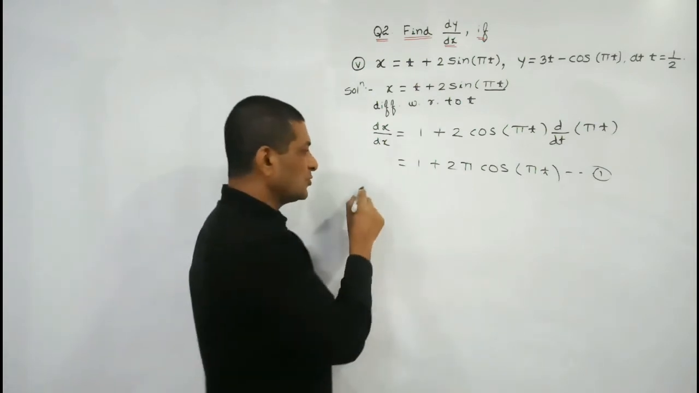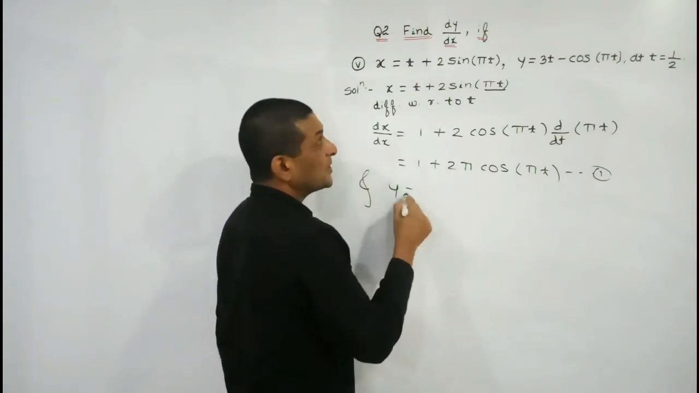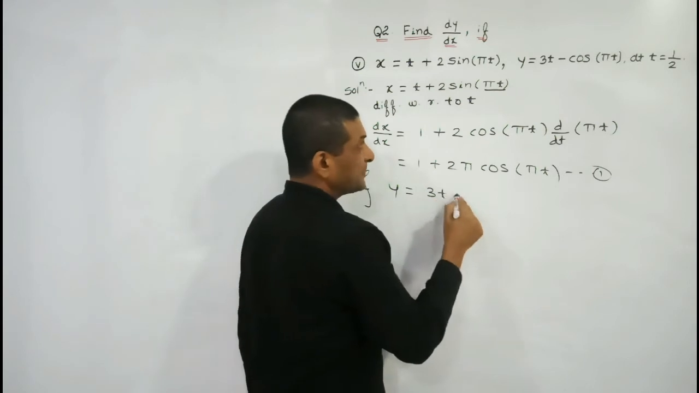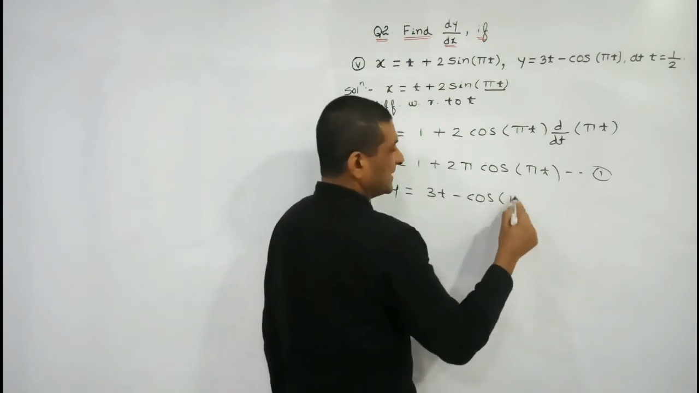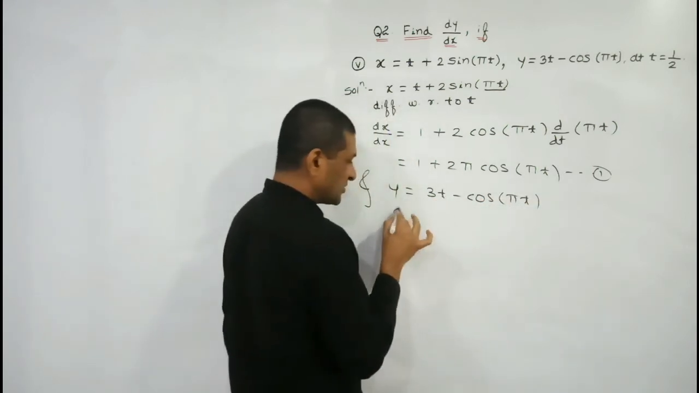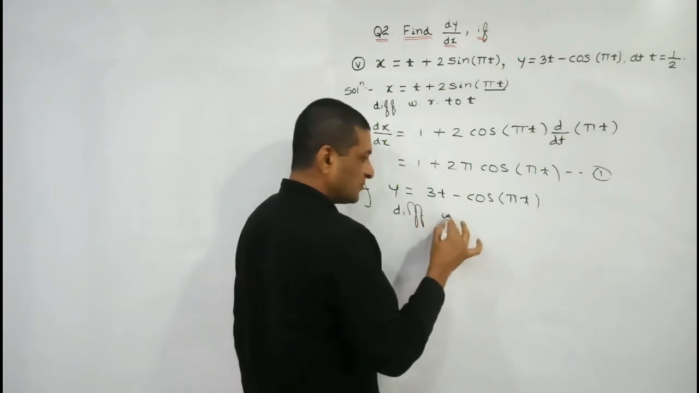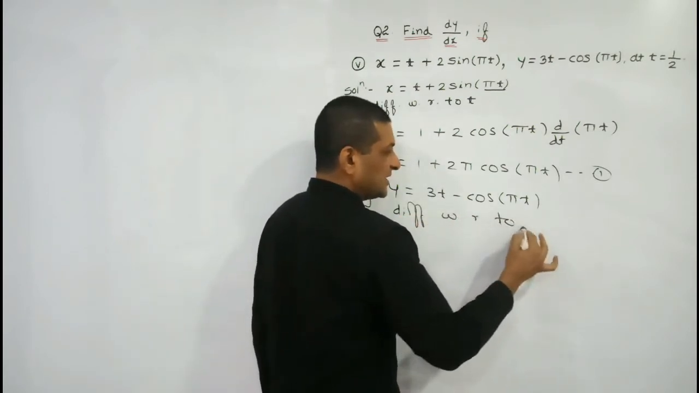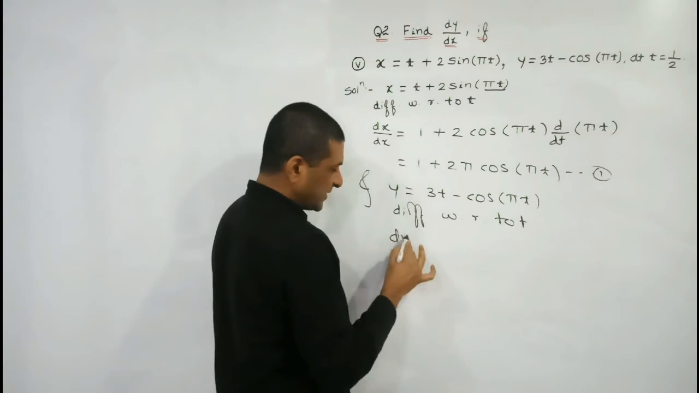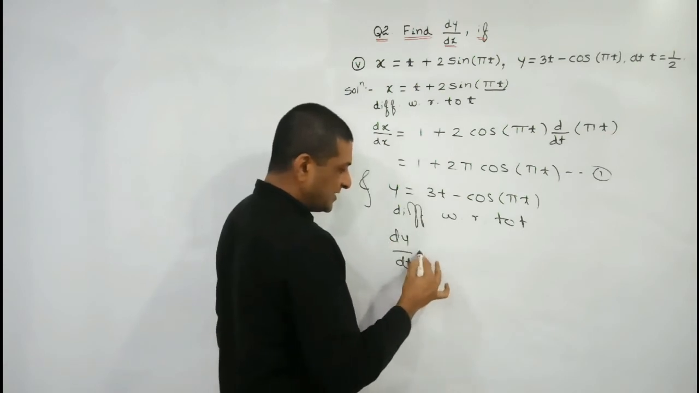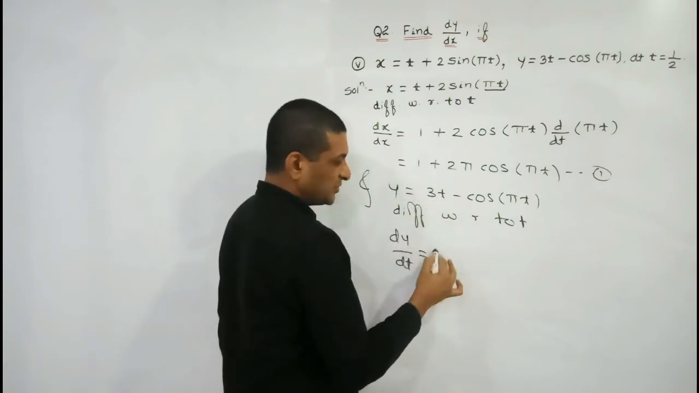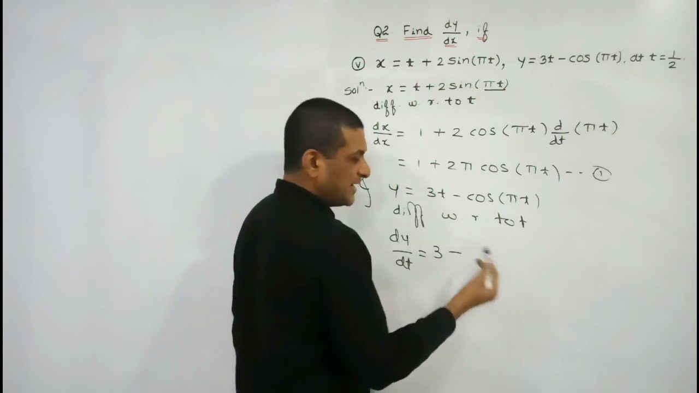Once this value is known to us, then consider y. What is the value of y here? 3t minus cos pi t. Let us differentiate it with respect to t. So we are differentiating y with respect to t. The derivative of y with respect to t is denoted by dy by dt. The derivative of the first term, that is the derivative of 3t, will be equal to 3 minus, keep it as it is.